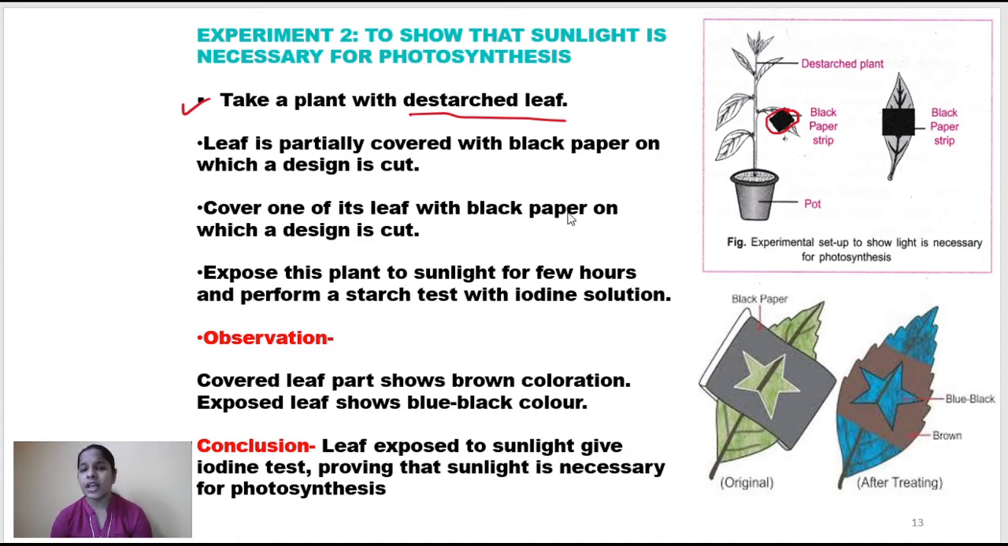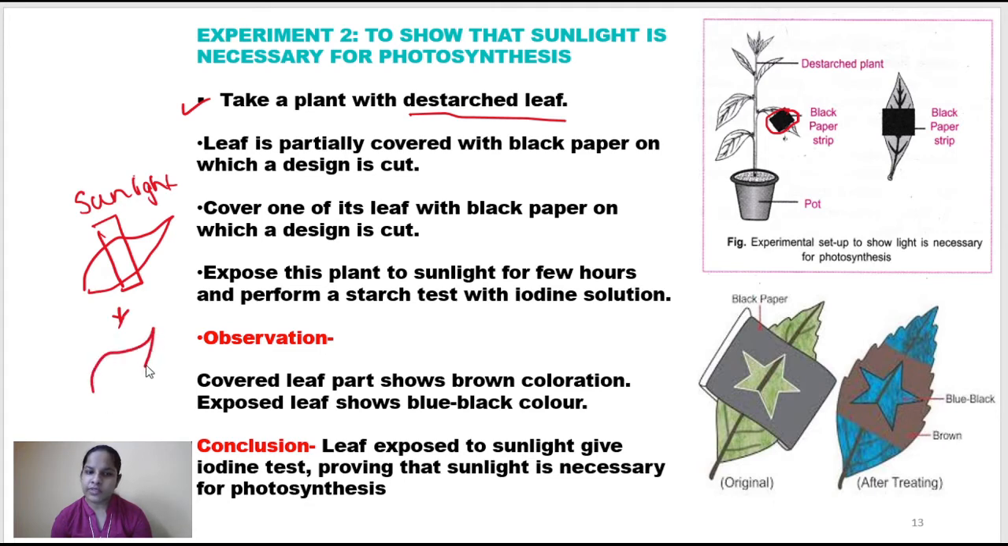Then we'll take the leaf which was covered with paper. So suppose this is a leaf which was covered with paper. After the exposure to the sunlight, we'll remove that black paper, because it was attached with a clip, and add iodine. Let me mark it with a dotted line to show this region was covered with black paper. Iodine is added.